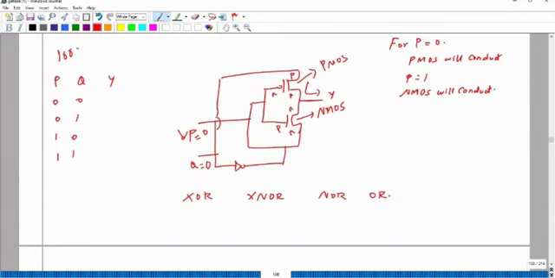And what is this one? P bar, Q, R. Okay, and this one is P, Q bar, R. So which one is your answer? Answer is C.